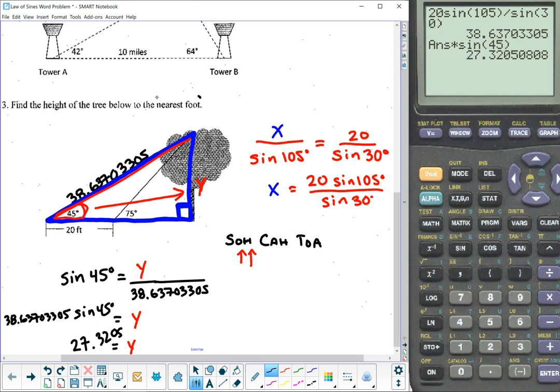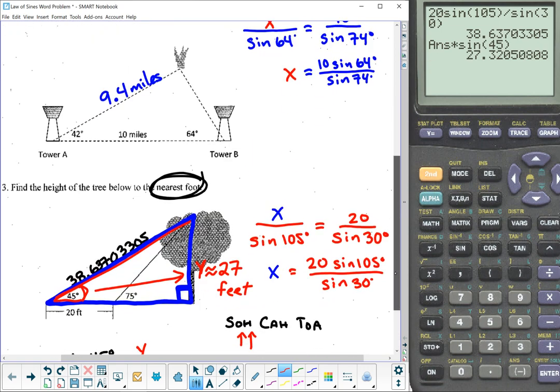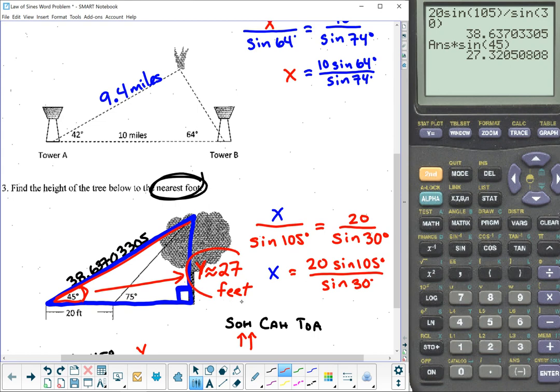And then now I can round it off to the nearest foot. Nearest foot is going to be a whole number, so 27.3. So I'm going to say Y is going to be equal to 27 feet. Okay. And actually, I don't like the equal. I'm going to go ahead and use approximately. So we're going to say the height of the tree is approximately 27 feet. Okay, so that's the answer right here. And this was the answer up here. Okay, that's number 3.